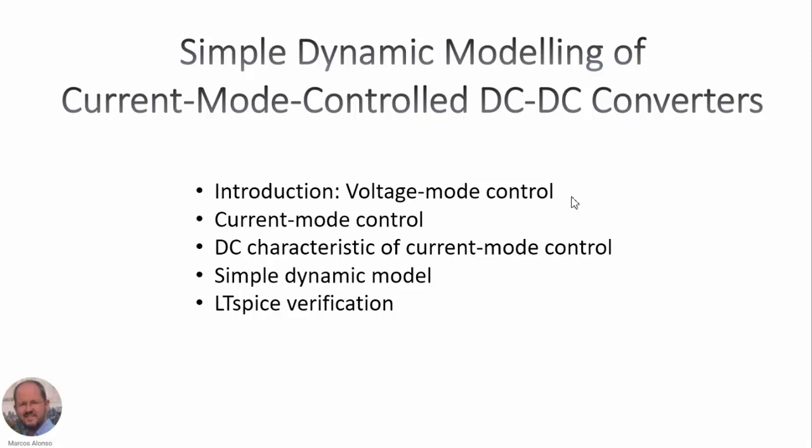This is the outline of this presentation. We will first see an introduction showing the typical voltage mode control. Then we will present the current mode control. We will show the DC characteristic of current mode control. We will take as an example the buck converter for this. Then we will show how to obtain a simple and dynamic model of the buck converter operating under current mode control. And finally, we will show an LTspice verification of this model.